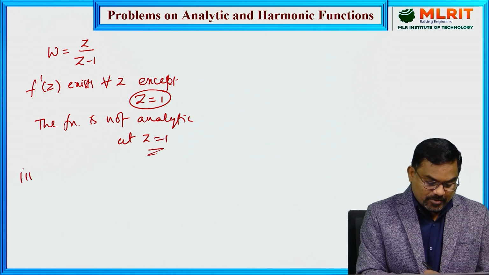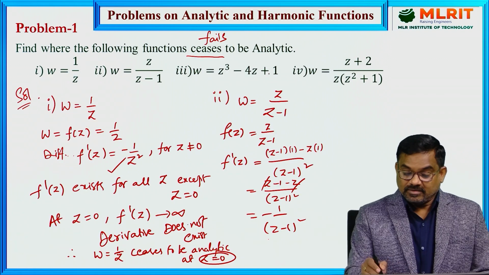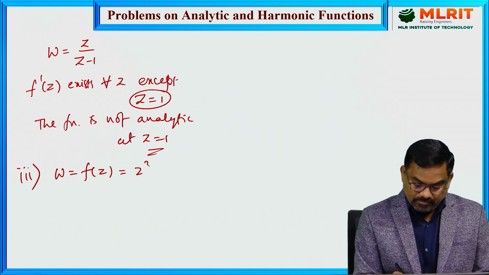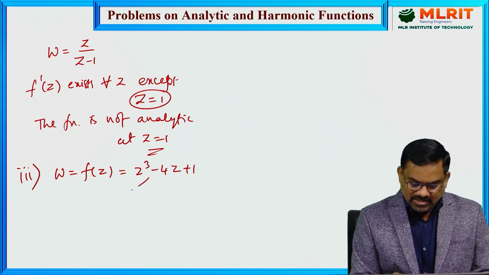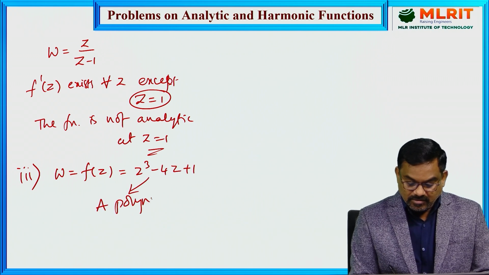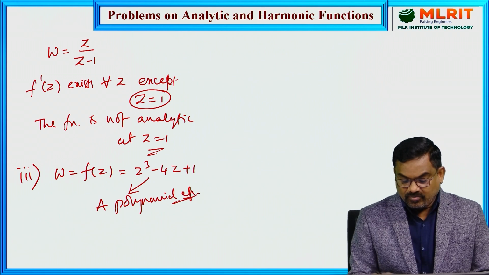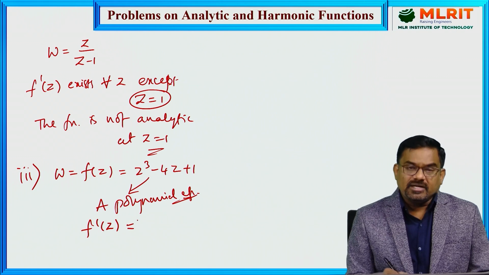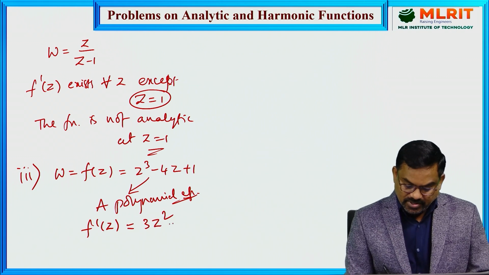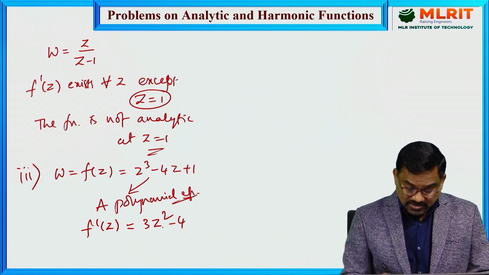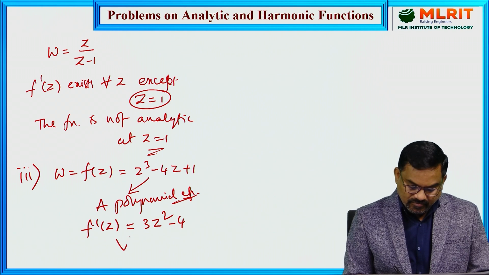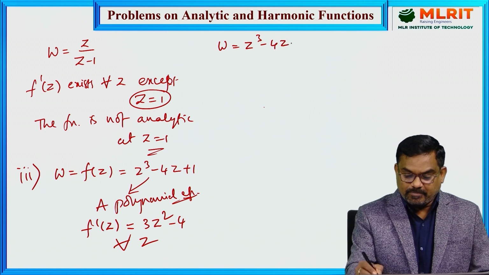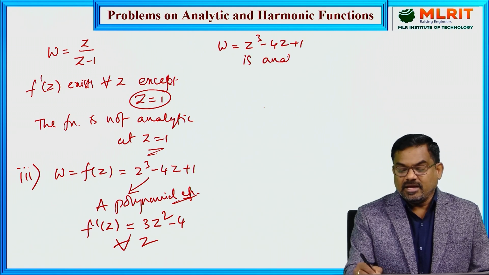And coming to the third problem, z cube minus 4z plus 1. W equal to f of z equals z cube minus 4z plus 1. Clearly this is a polynomial. And here we have z only in the numerator. Even if you differentiate it, we will get z in the numerator itself, 3z square minus 4. And this is valid for all z. Hence, the function w equal to z cube minus 4z plus 1 is analytic everywhere.